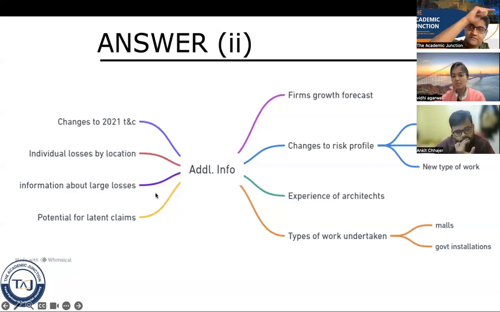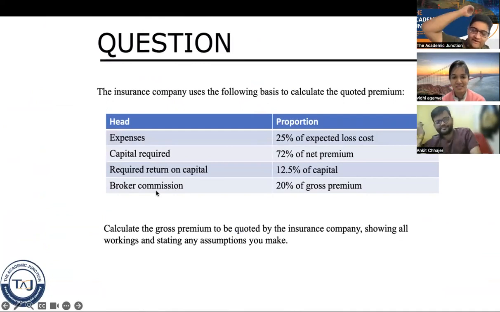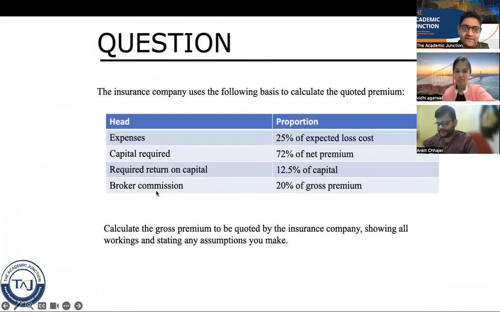I didn't mention this in the previous part. I mentioned it separately because, personally speaking, it was a very contentious question, and I'll explain why after you solve it. Now that you've arrived at your estimates of premiums, the next part of the question says the insurance company uses the following basis to calculate the quoted premium: what the expenses are, what the proportion on the loss cost is. They're asking you to calculate a gross premium, showing all the workings and stating assumptions that you have made.